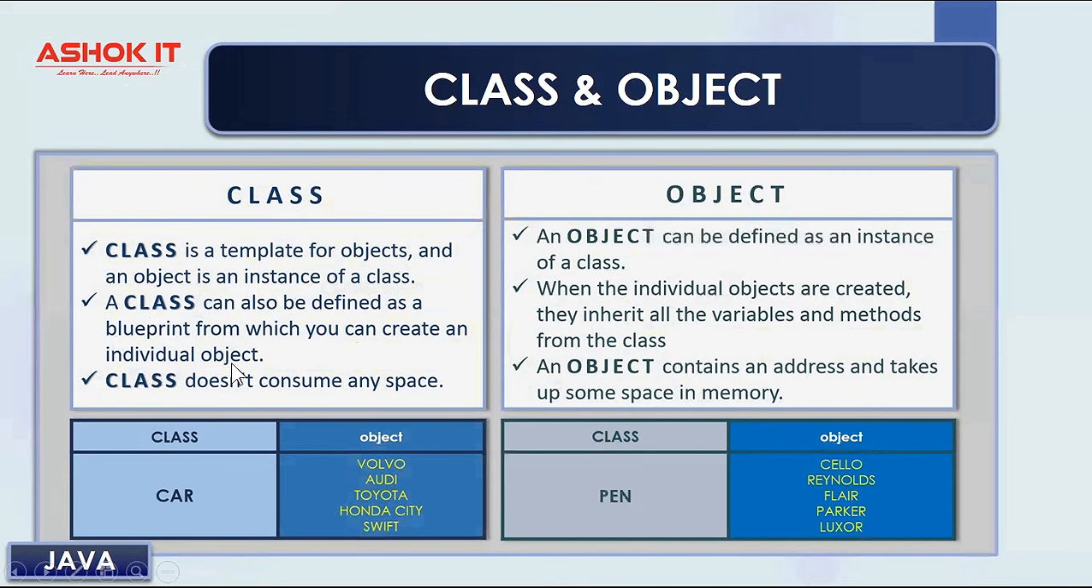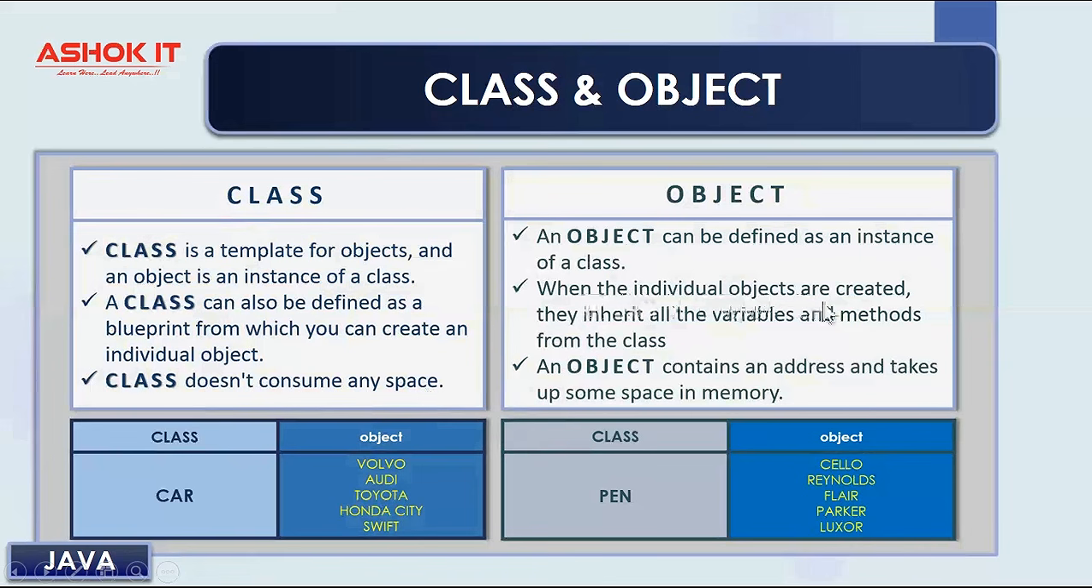an individual object. And when we declare or create a class, it does not consume any space. That means no memory is allocated to class when it is created, but when we create an object for the class, at that time, the object will be given memory of class type. So an object can be defined as an instance of a class.